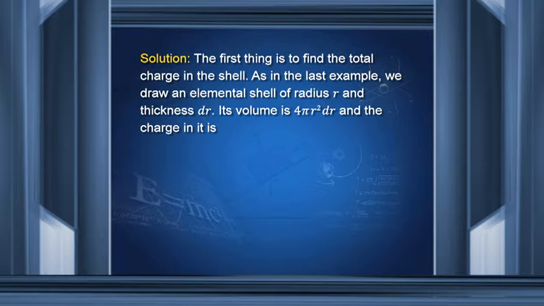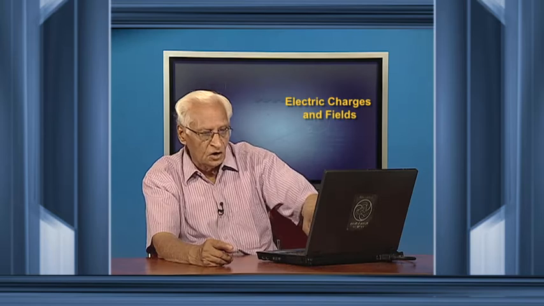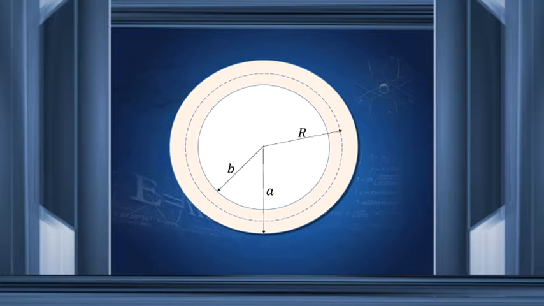What is the total charge in the shell? Again, I will take a spherical shell; 4 pi r squared times dr is its volume, and I will multiply this by the charge density, which is k by r squared, and then integrate to find the charge on the shell. I will integrate between b and a, not from 0 to b or 0 to a, but between b and a. That will give me the total charge on the shell.